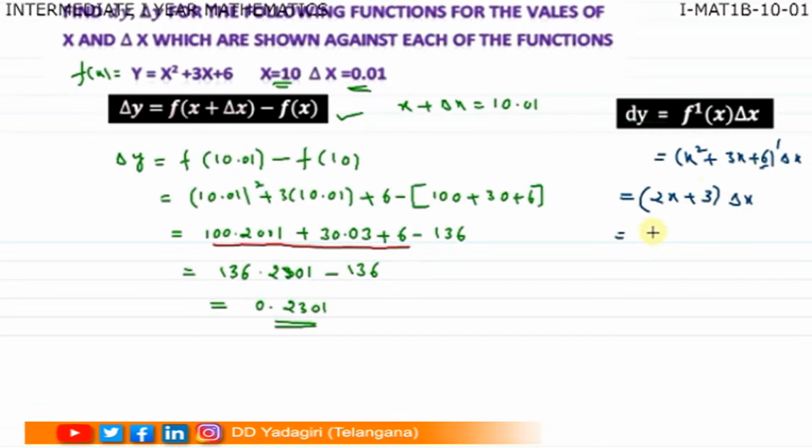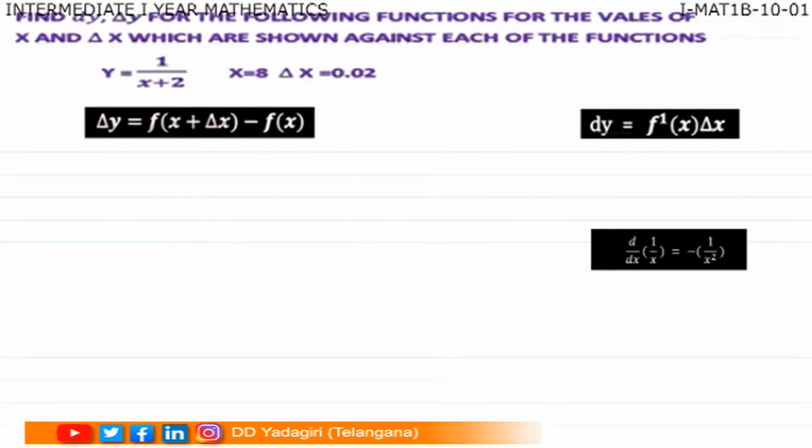Now on substitution of the given values, 2 into x is 10, 2 into 10 is 20, 20 plus 3 is 23, 23 into delta x value 0.01. On multiplication, you will get 0.23. Now observe these two values here. From this I can write delta y is approximately equal to dy. This is the first problem. Now let us see the second problem here.